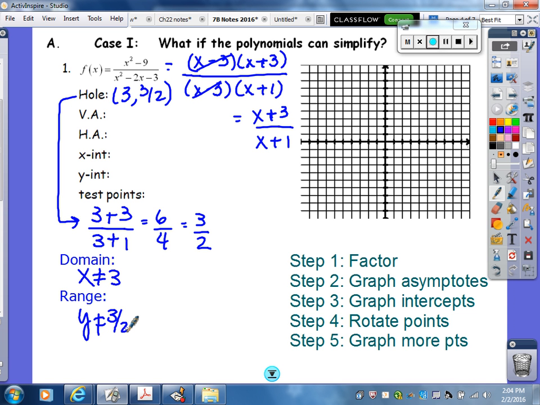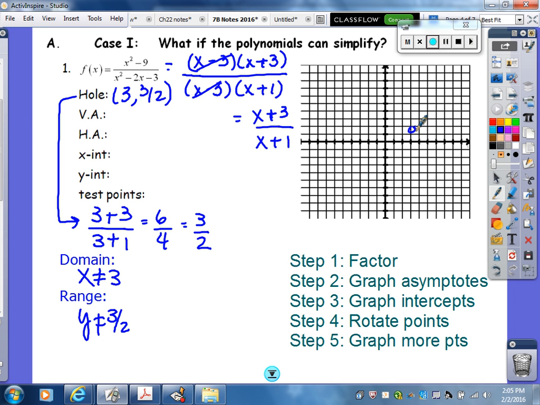So let's start graphing this thing. At (3, 1.5), there's actually a hole in our graph. So put an open circle there to represent that hole. Now we won't always have a common factor. Step number 2, graph the asymptotes.